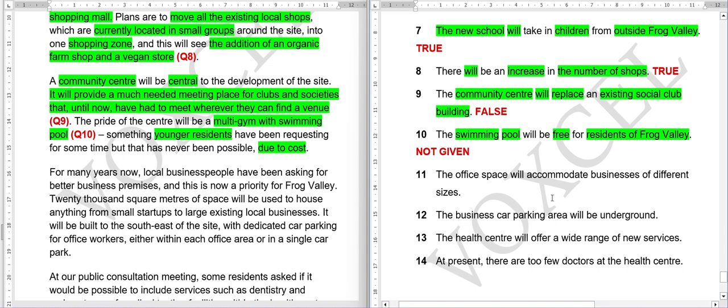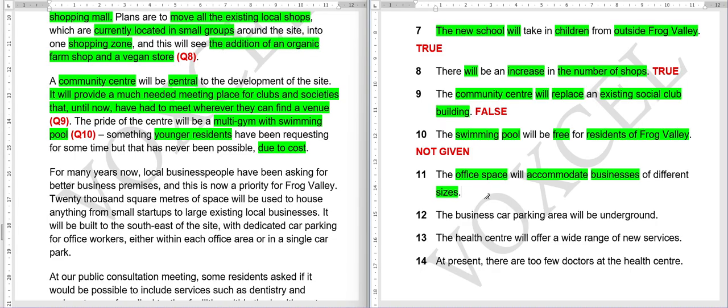The office space will accommodate businesses of different sizes. So they're saying that the office space, the part of the building, will be given to commercial people or offices. It will host businesses of different sizes, like small businesses, big businesses, small shops, big shops. If this is the case, the answer will be true.